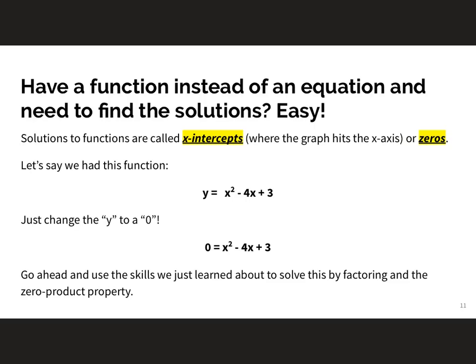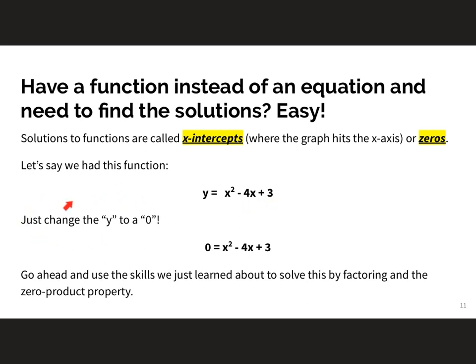So if you have a function instead of an equation and you need to find the solutions, it's super easy. We actually already learned how to do this. Solutions to functions are called x-intercepts, where the graph hits the x-axis. Sometimes they're called zeros as well. So let's say that we had this function y equals x squared minus 4x plus 3.